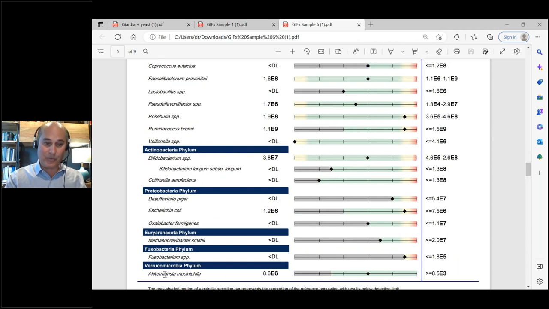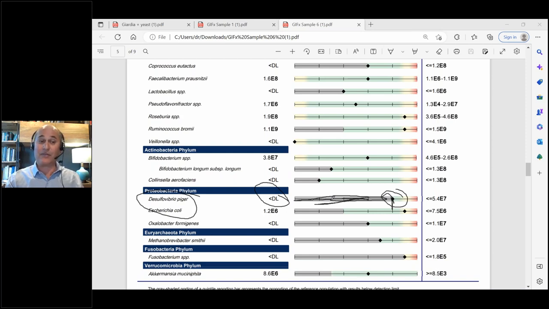Akkermansia, if it's low, you can use berberine specifically. Desulfovibrio, if it's low, you can use chondroitin sulfate because it's a sulfur consumer. This is a good example: this person is low on it, DL, underneath detected limit, okay? The marker is a little confusing. It's out here, but it's in the gray area. The gray area is underneath detected limit. So you could use chondroitin sulfate, or if you have another favorite sulfur compound that you prefer, to get it to grow out.